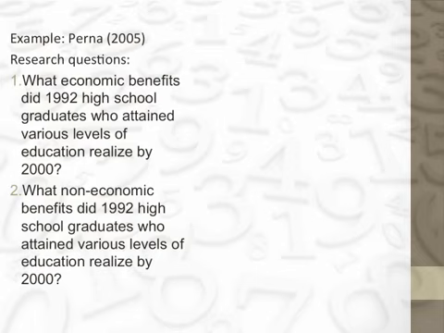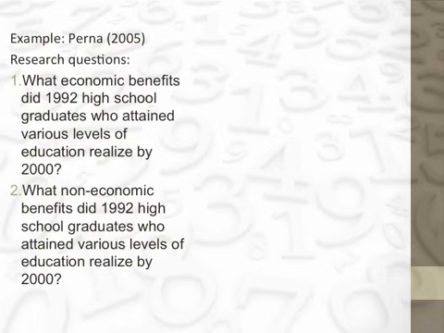Okay, so again, this is an example of the second kind of inference, which helps us make inferences about relationships between or among different variables. This example comes from a study published by Perna in 2005, which again, I'll put the full study on our Blackboard site in the supplemental section.